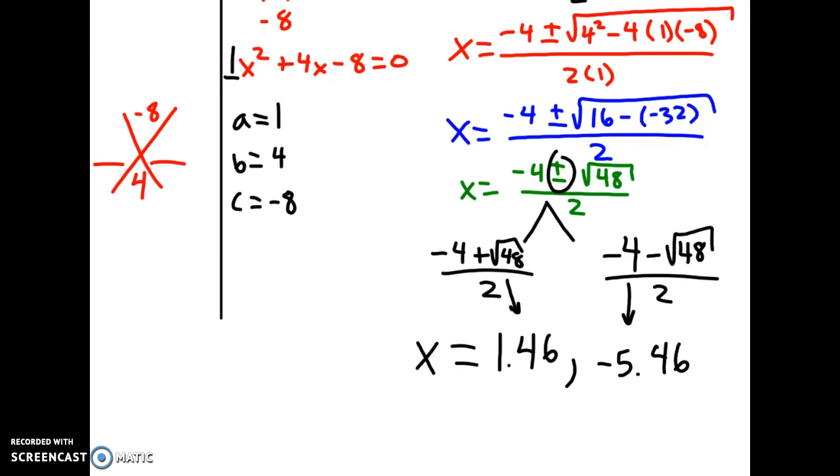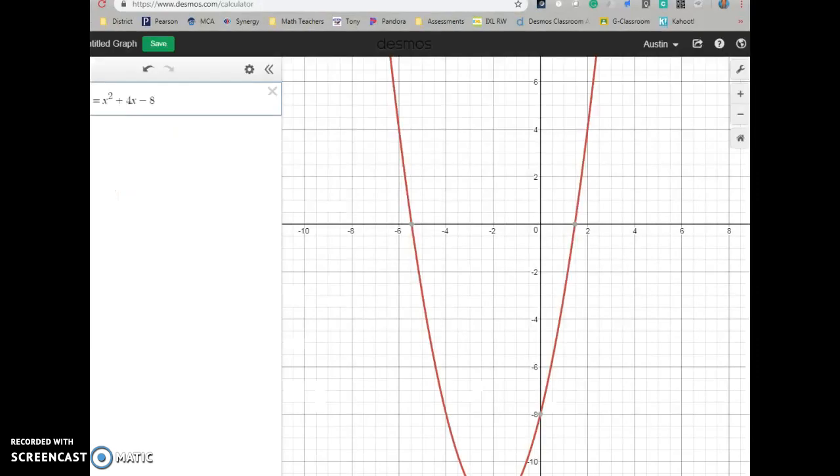If you need to finish up taking notes, I am going to switch to the graphing screen. So if you need to pause or rewind, this would be the time to do that. Up here we have y equals x squared plus 4x minus 8, which was our quadratic equation. And if we go to our x-intercepts, we have negative 5.464, which was our negative zero, and our positive zero was 1.46, which was rounded from the number that you see there.